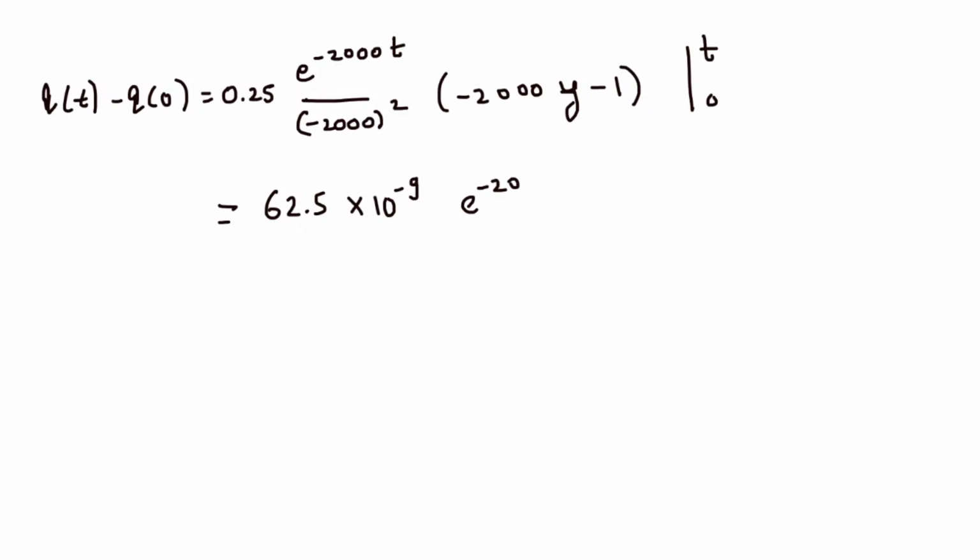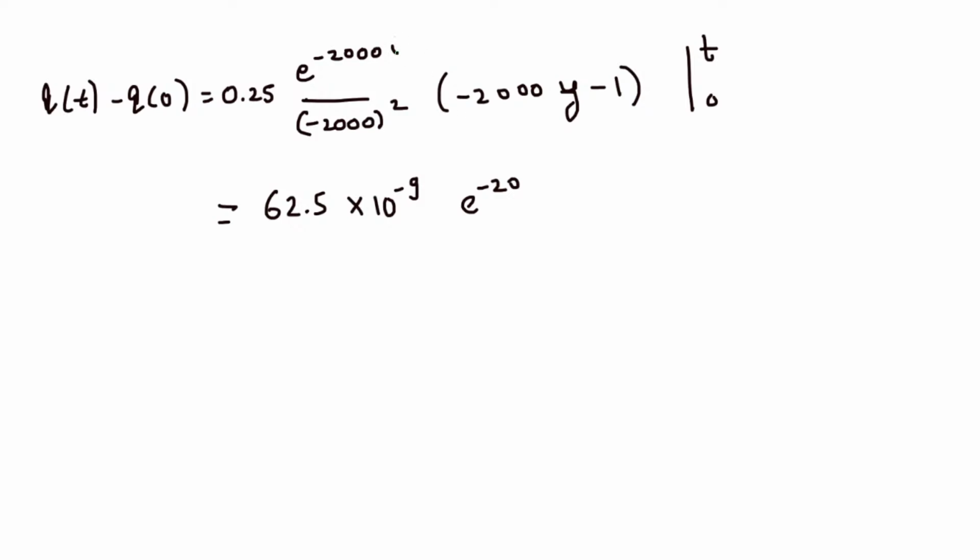Okay, not t here because I didn't apply the 0 yet. I mean t and 0 yet. So if I apply t first, all the terms that contained the y will be multiplied by t.